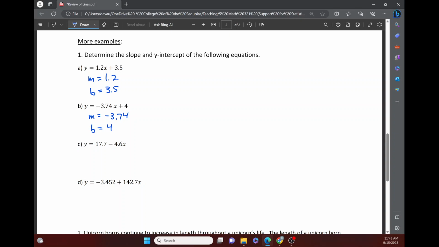In the case of part C, don't be confused. The slope is not 17.7, right? Because the slope is the thing that you're multiplying by x. So it would be this 4.6, except the other thing to be careful of is that you have to take the sign that comes with the number. So the slope here is not 4.6 actually, like I said a second ago. The slope is really negative 4.6, okay? So the slope here is negative 4.6, and the y-intercept is 17.7.